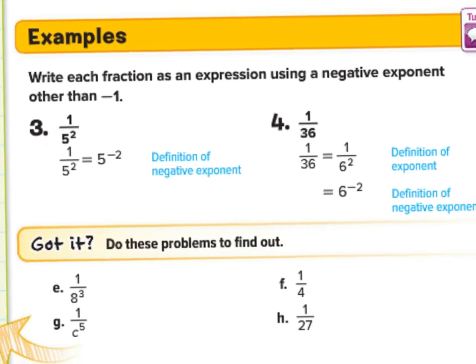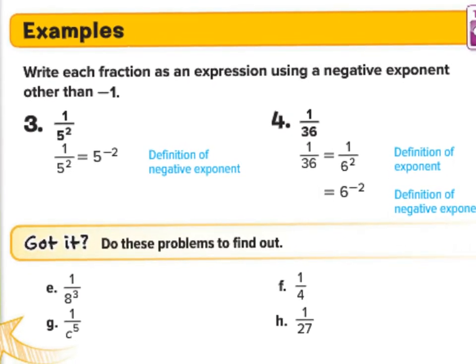For example 3, now we're going the other way. We're going backwards. We write each fraction as an expression using a negative exponent other than negative 1. So here we have 1 over 5 to the power of 2. If you were to go backwards, this is 5 to the power of negative 2. 1 over 36, you know that 36 is the square of 6, right? You have to multiply 6 times 6 to get 36. So you write it as 1 over 6 to the power of 2, or 6 to the power of negative 2.